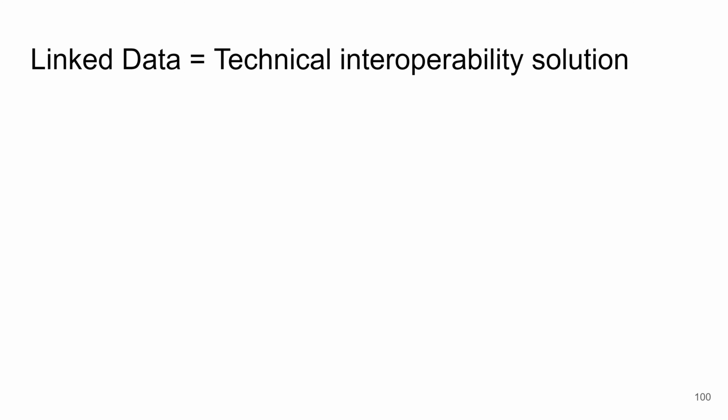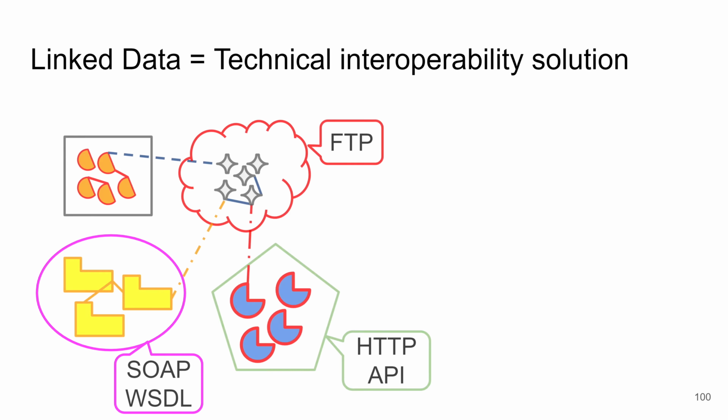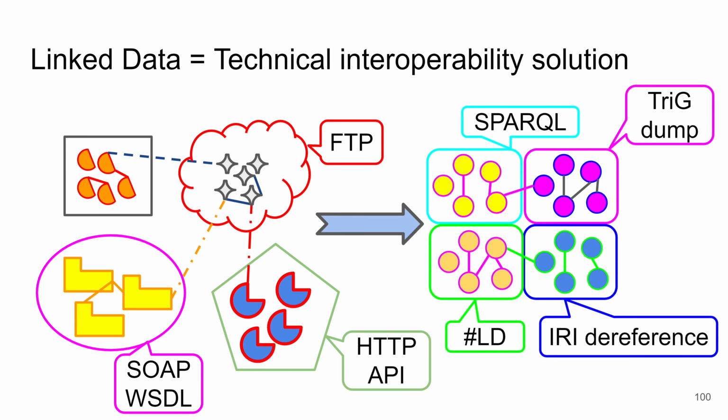Right, so this is linked data. Linked data is a technical interoperability solution. Instead of the data on the web being accessible like this, using a host of protocols and different data formats, it is a bit better. It is all in RDF. It is still accessed using different protocols and in different formats, but it is a step in the correct direction.